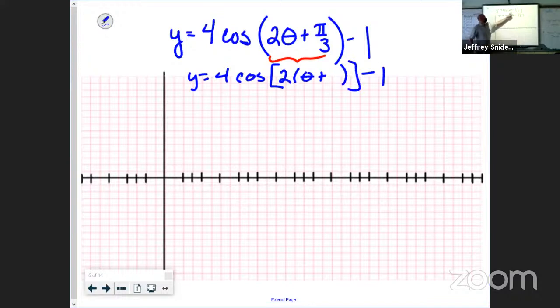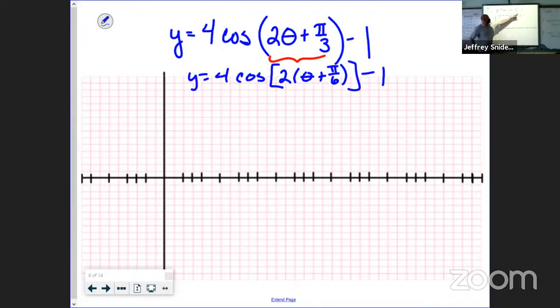So look, 2 times theta is 2 theta. What goes here so that when I multiply it by 2, I get pi over 3? That's what I'm trying to find. Well, it's nothing more than pi over 3 divided by 2, and dividing by 2 is the same as multiplying by 1/2. So what's going to go in here is pi over 6.